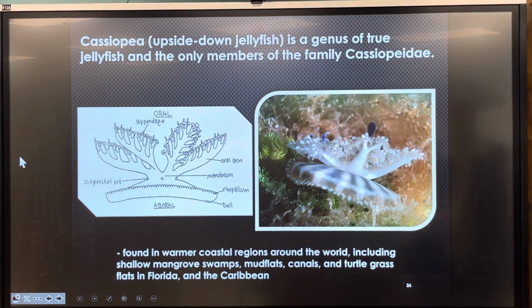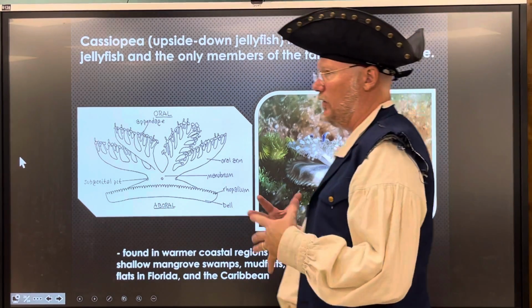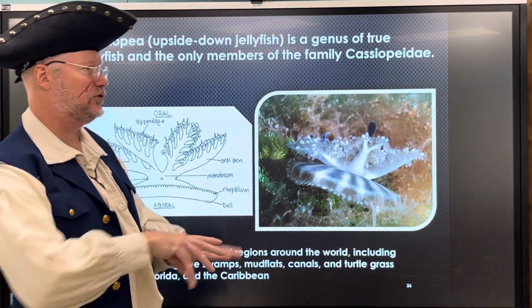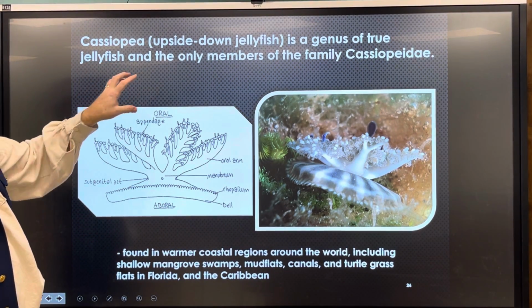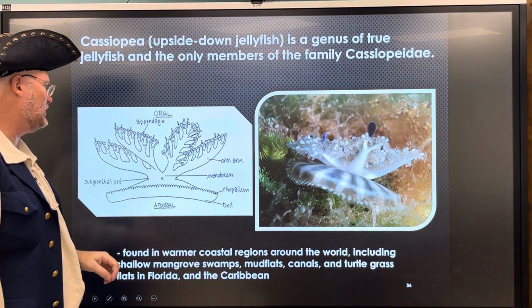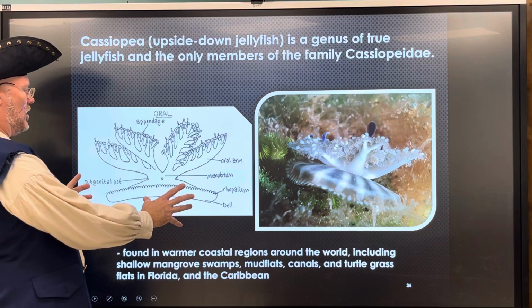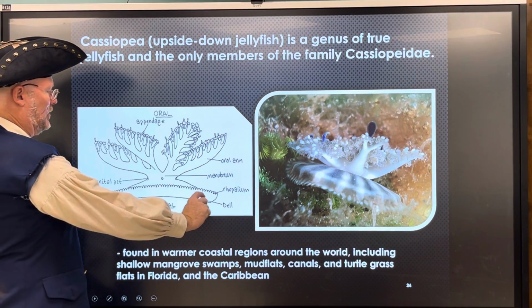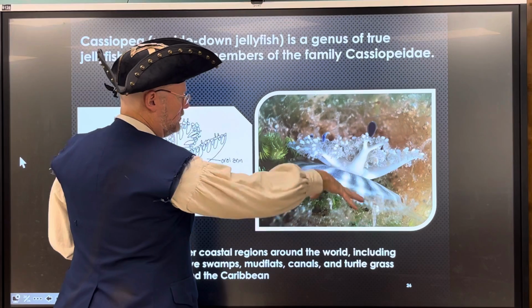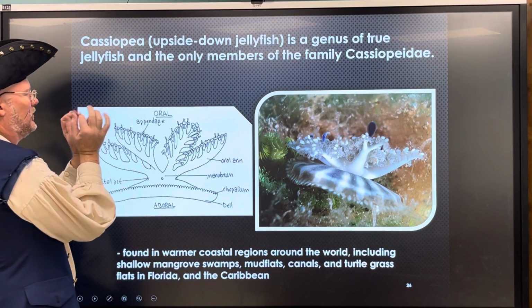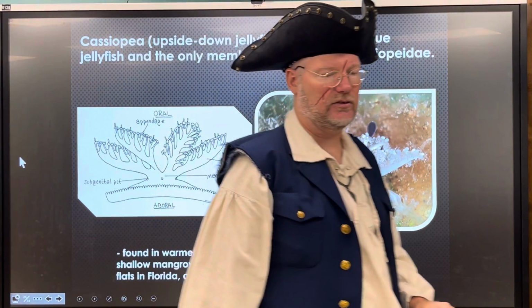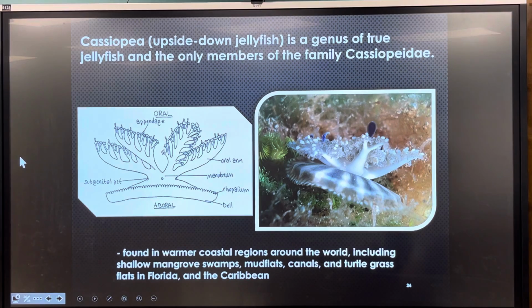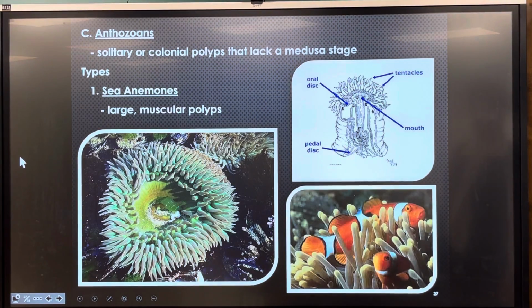Cassiopeia, the upside-down jellyfish, we have these right here in the Keys. I've seen many of them up close, snorkeling in the Keys. Cassiopeia is a genus of true jellyfish and the only members of this family. So they pretty much are an upside-down jellyfish. They lay on the bottom with their bell down and their tentacles up to catch food. They sit in the mudflats, canals, turtle grass of Florida and the Caribbean. Cassiopeia. They're beautiful. Now we're going to move on to the Anthozoans.